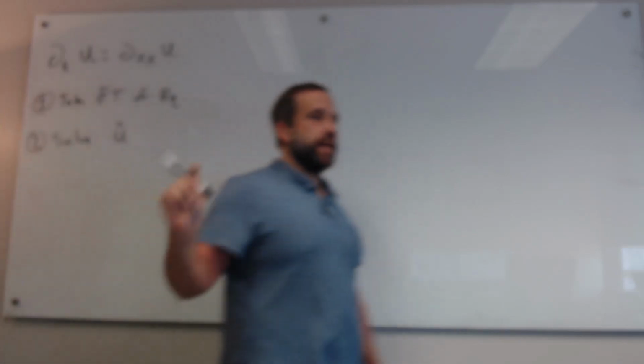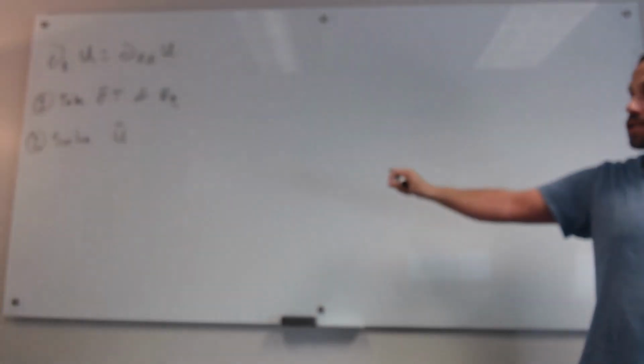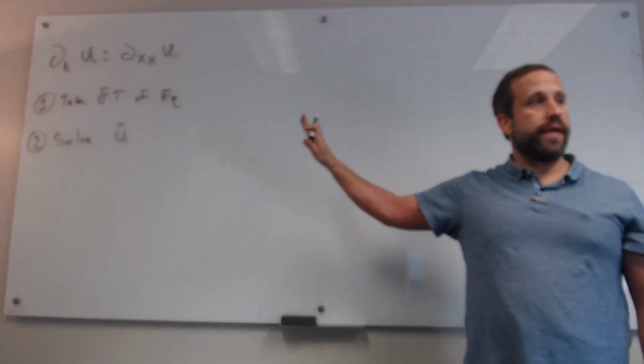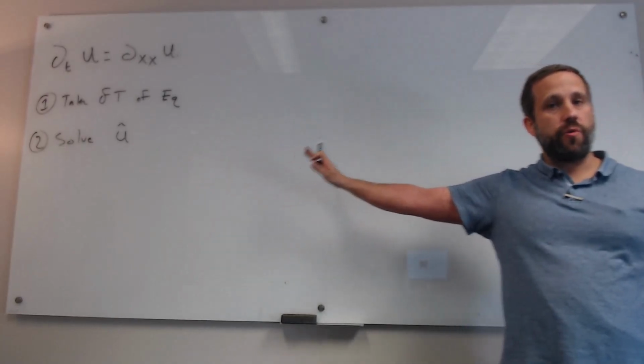In particular, you're going to have step 1, take the Fourier transform of the equation. Step 2, you're going to take the Fourier transform of both sides and solve for u hat. The difference for Fourier transforms is that instead of there being an algebraic equation to solve for u hat, we're going to solve a differential equation, which several of you have noted in the comments already.